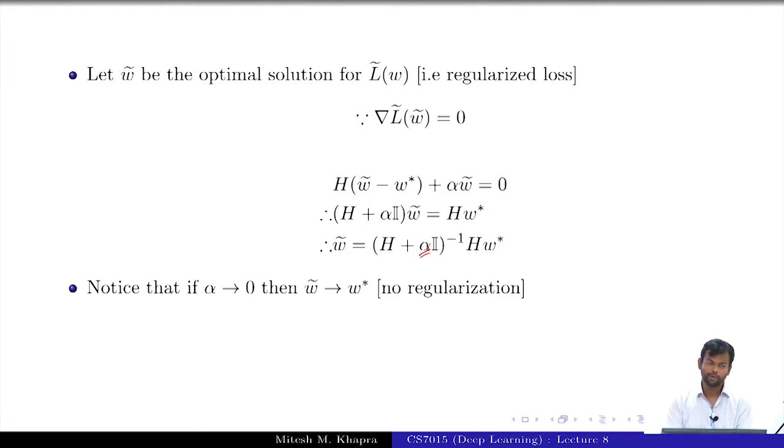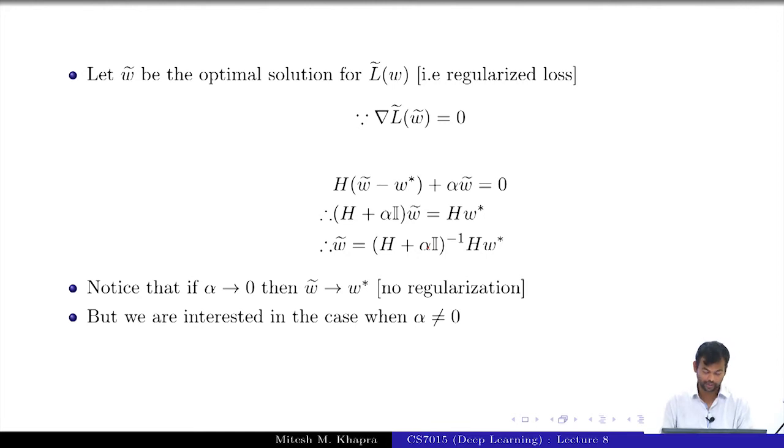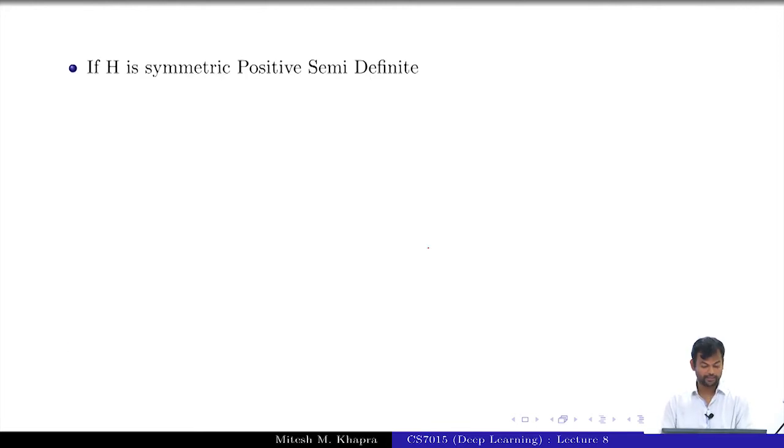W star. What do you mean by alpha equal to 0? No regularization, right? So that's just one corner case, but that's not what we care about. I mean, it's silly to do all this and tell you that if you don't use regularization, you'll get the same solution. But that's not what I'm going to tell you. We are interested in the case when alpha is not equal to 0. Okay, so let's look at that case.